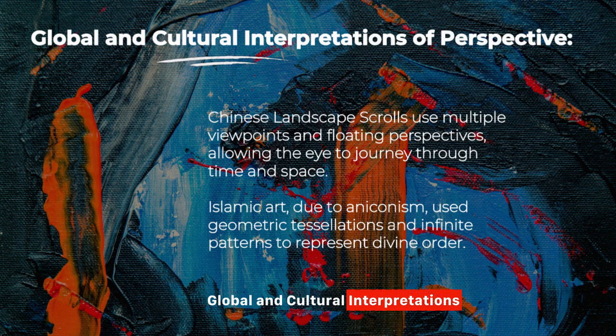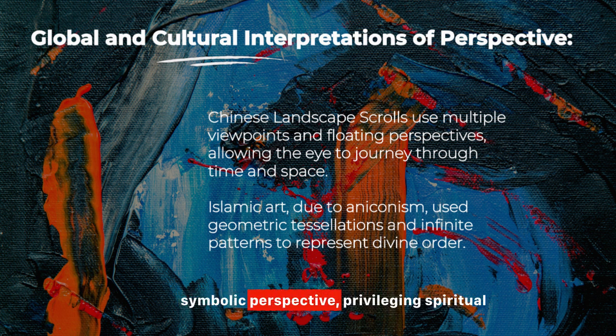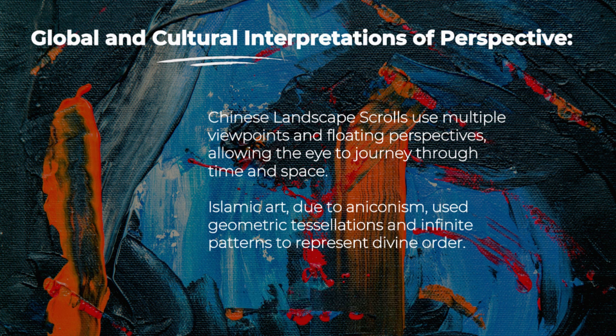Global and cultural interpretations of perspective. Chinese landscape scrolls use multiple viewpoints and floating perspectives, allowing the eye to journey through time and space. Islamic art, due to aniconism, used geometric tessellations and infinite patterns to represent divine order. African sculpture often embodies symbolic perspective, privileging spiritual importance over optical realism. These diverse models challenge the Western dominance of single-point realism and open doors to cross-cultural creative thinking.